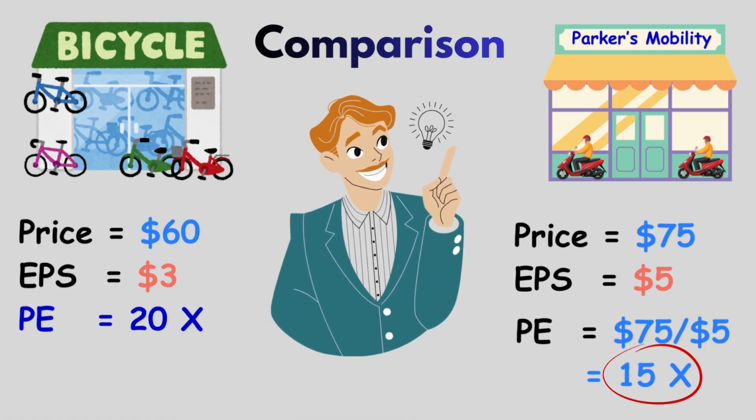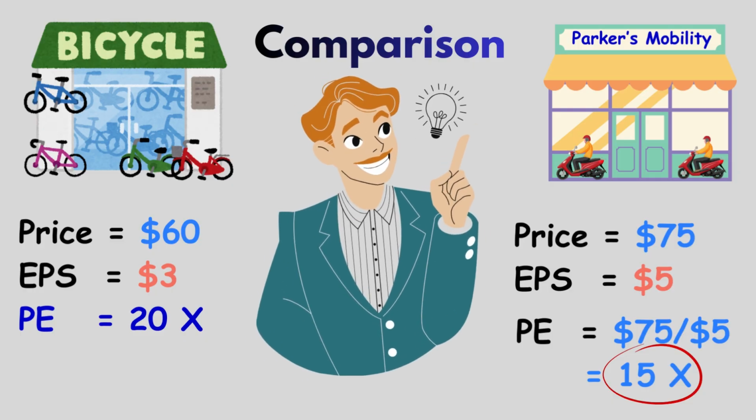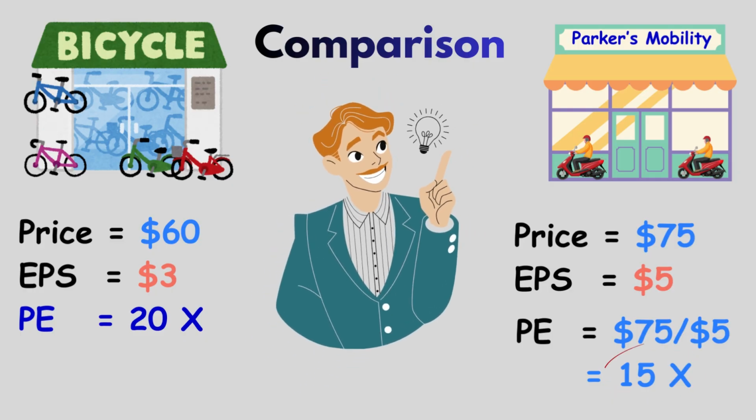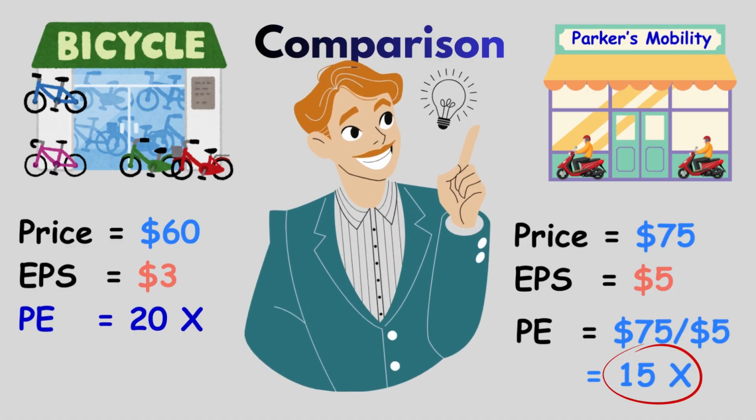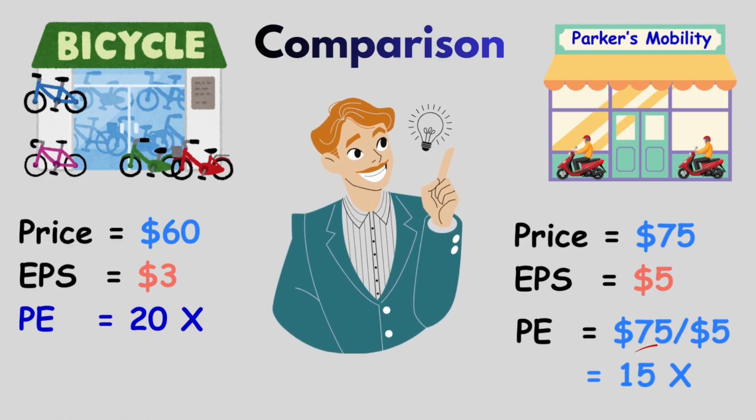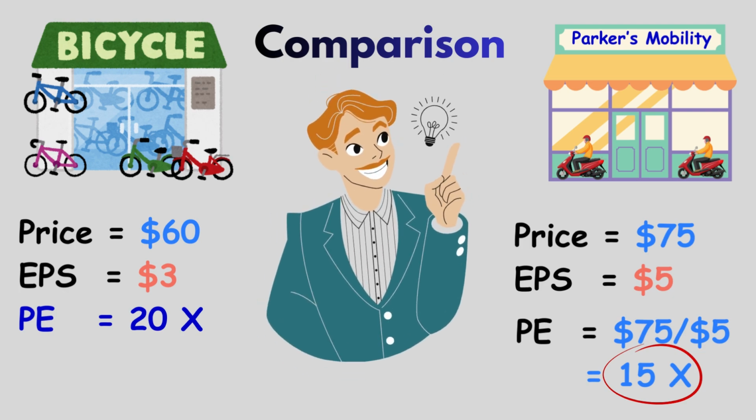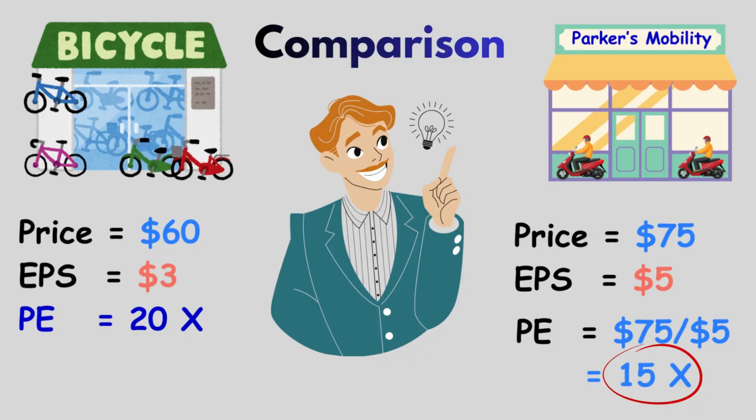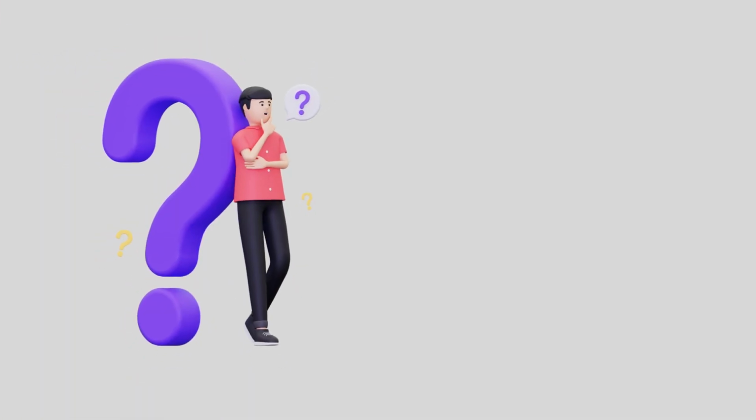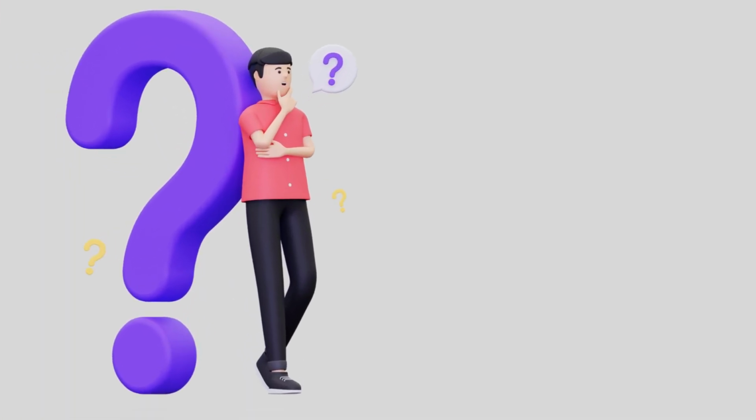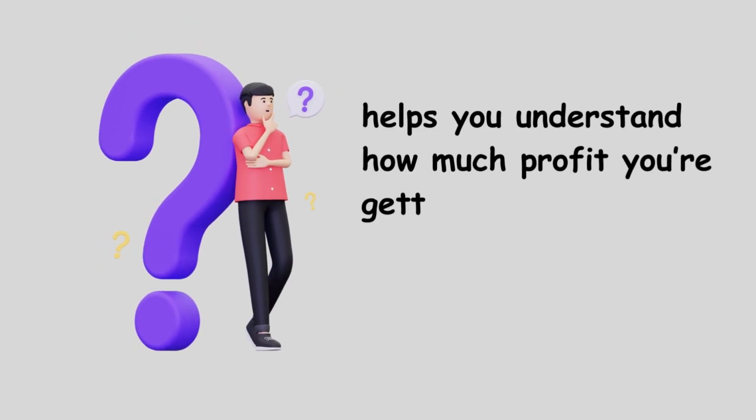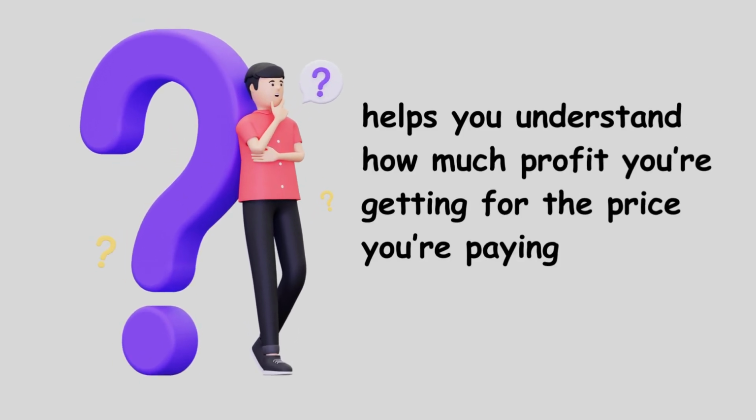is the better value. Despite its higher price, it delivers greater profitability to shareholders. Paying $15 more per share gives you access to $5 in earnings instead of just $3. That difference in profitability is exactly what the P/E ratio is designed to highlight. This example captures the core idea behind the price-to-earnings ratio. It helps you understand how much profit you're getting for the price you're paying.